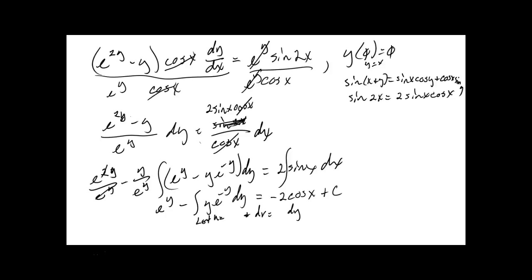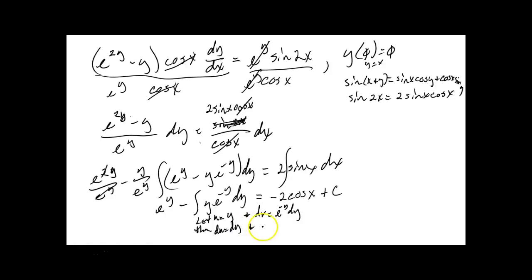What will simplify when you take a derivative? Y will, exactly. Let u be the y part, and then dv would be the e to the minus y dy. That's the rest of it. Then, what is your du? Help me. If u is y, what's du? dy, right?